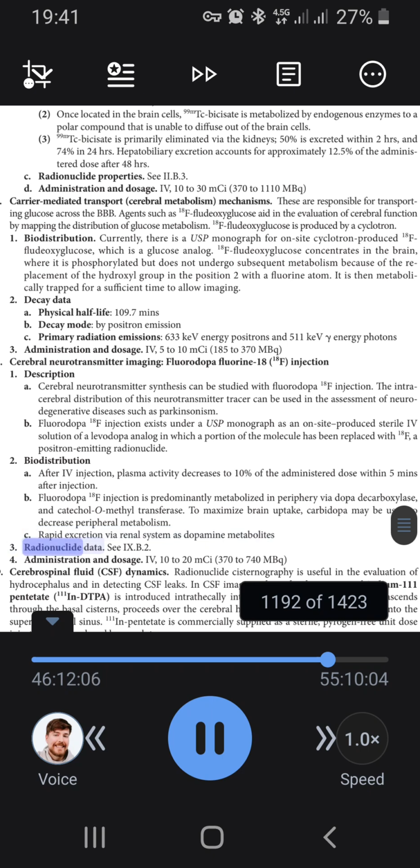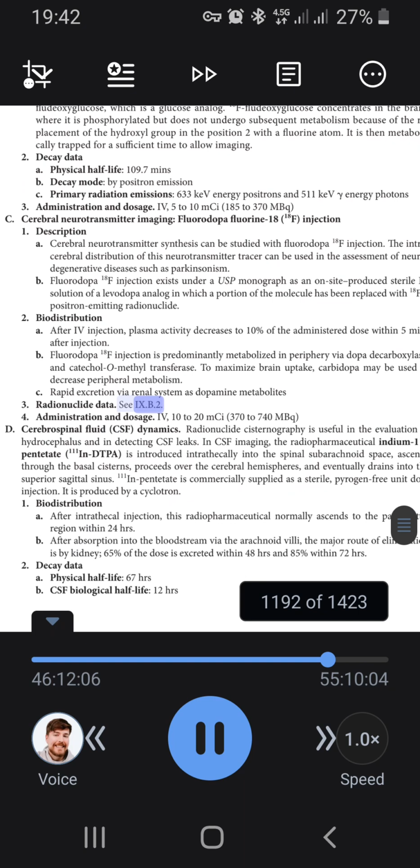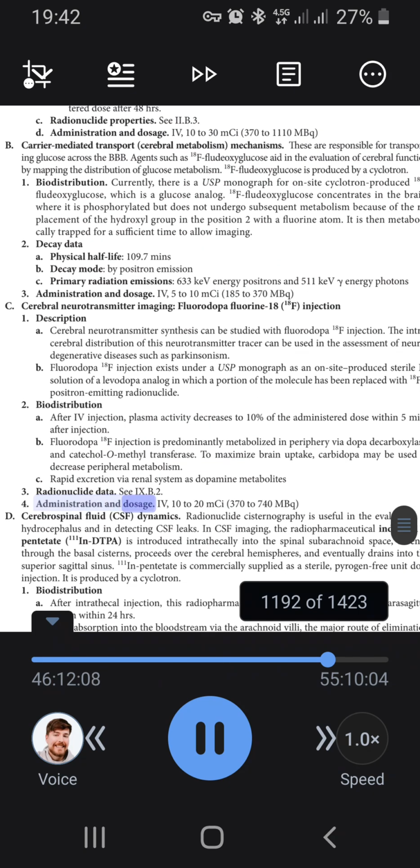3. Radionuclide data. 4. Administration and dosage. IV, 10 to 20 mCi, 370 to 740 MBq.